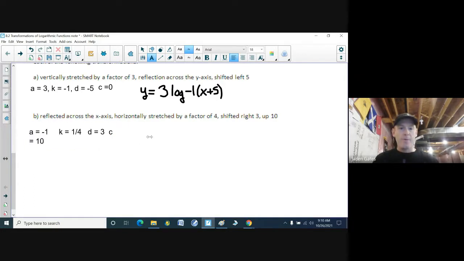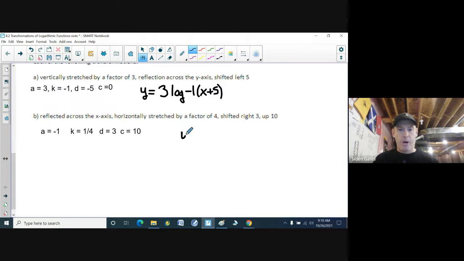All right, so again, that's just me writing out my values. That doesn't come up with any equation, but it just helps me write out my equation. So now I have y equals -1, because that's my A value, log. I got a base 10 here. My K value is 1/4. Bracket. D is 3, so I'm going to have an X -3, because again, there's supposed to be a minus sign in there. And then my C value is +10. And that goes on the outside. And there we go. So there's the equation of my transformation.